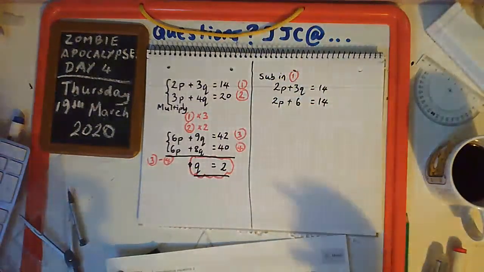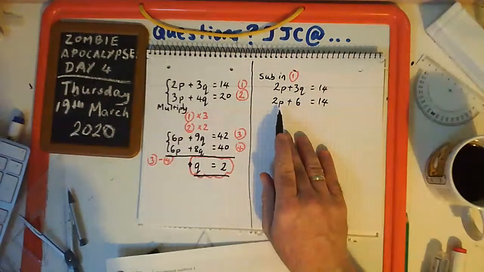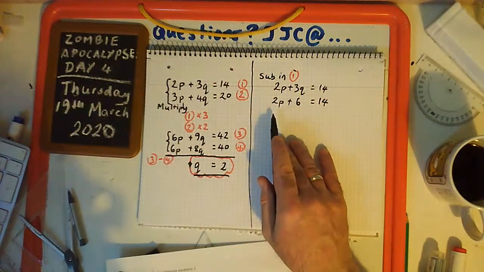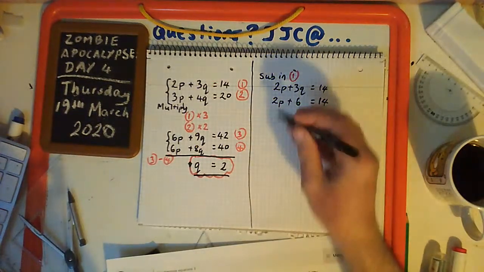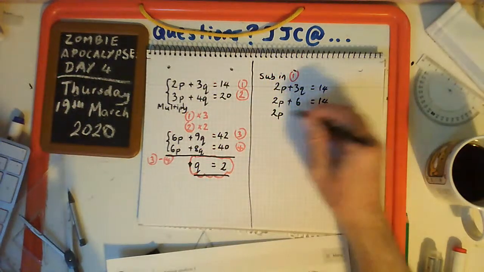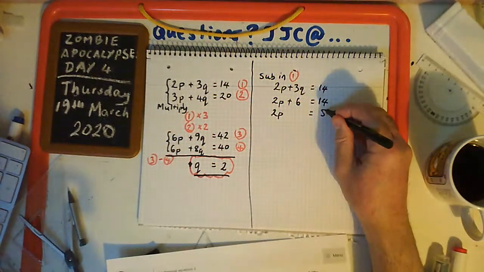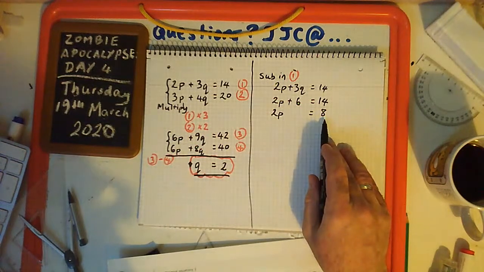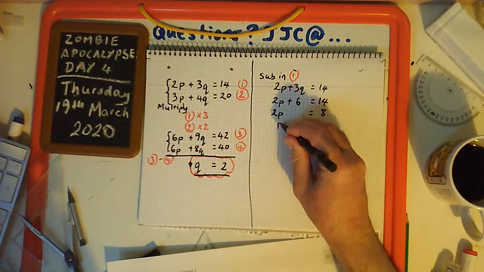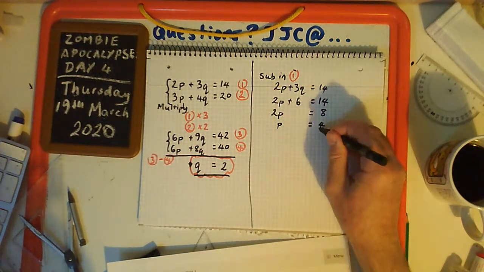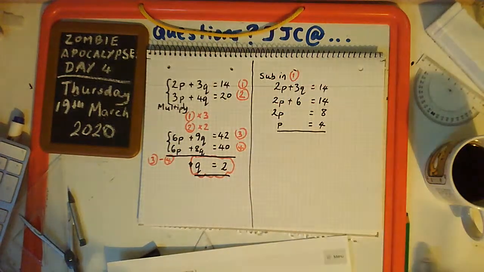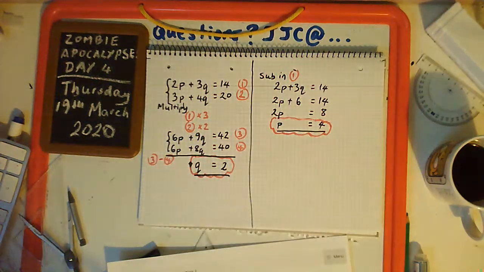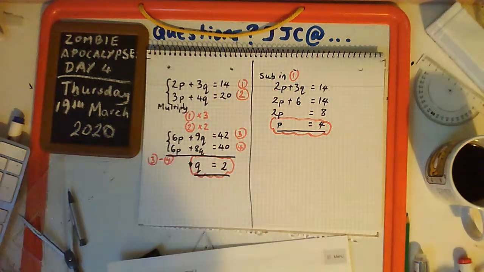And now I've just got a straightforward single equation with one unknown. That's the sort of thing that an MYP1 could now solve. I can just say, okay, take away 6 from both sides. 2p equals 8. Divide both sides by 2 to get p on its own equal to 4. p equals 4. So I figured out that q is 2 and p is 4.